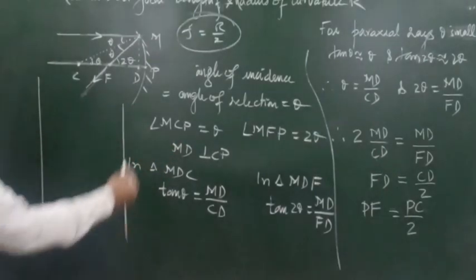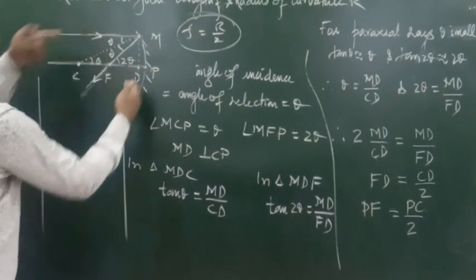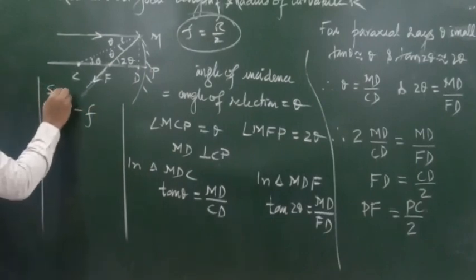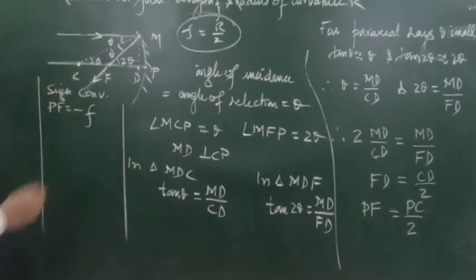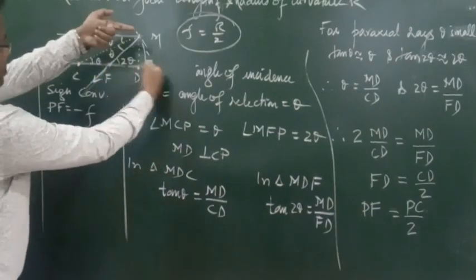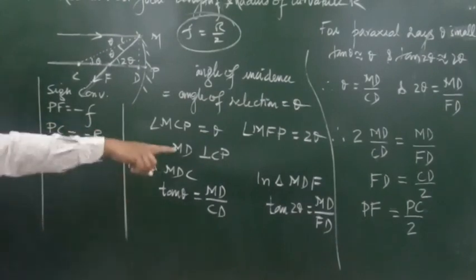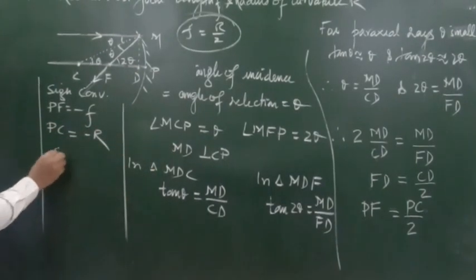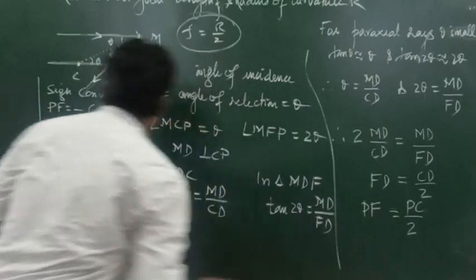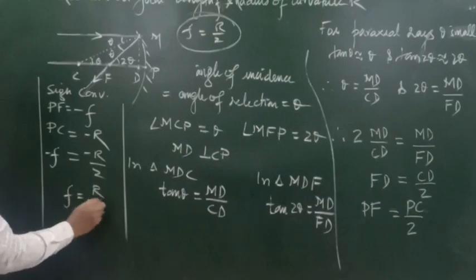lastly, when you have the sign conventions, PF is this way, opposite to the incident ray. So PF will be equal to minus f. From sign convention, in the same way, what will PC be? Minus R, opposite to the ray. When I put these values there, what will we get? Minus f here, and here minus R by 2, which will give you finally f equals R by 2.